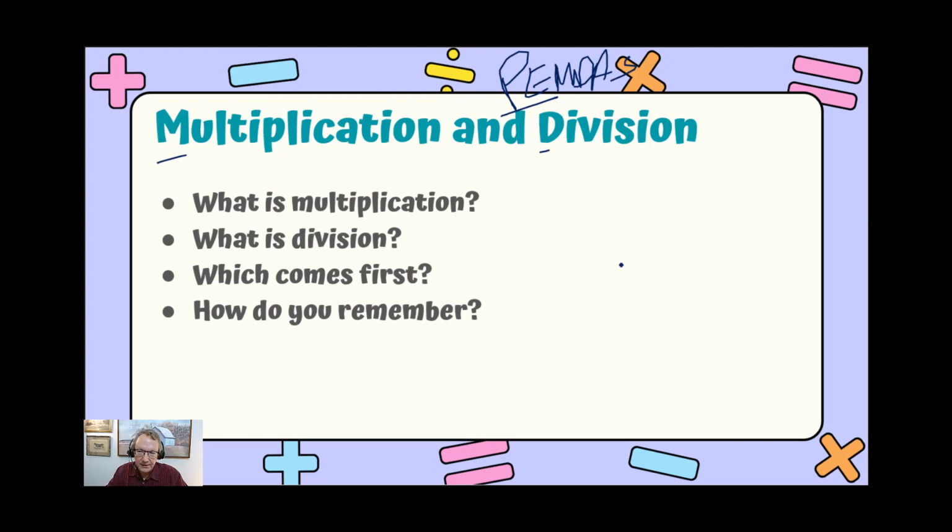As we get started, I want you to think for a moment about what is multiplication. I want you to answer this. I want you to think about what is division. I want you to answer that one. And then in terms of PEMDAS, which one comes first when you're doing a problem? And there's a right answer, and I'm going to tell you how you should remember that. So I'll pause the video and you can work individually, with a partner, small group, or have a whole class discussion on these questions.